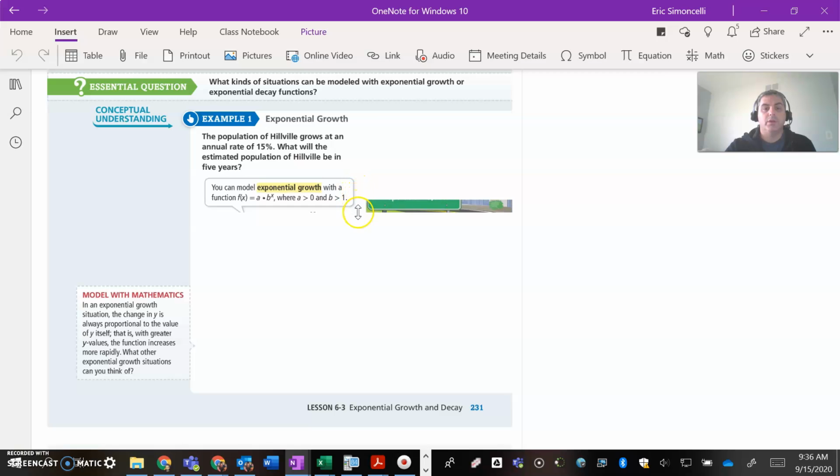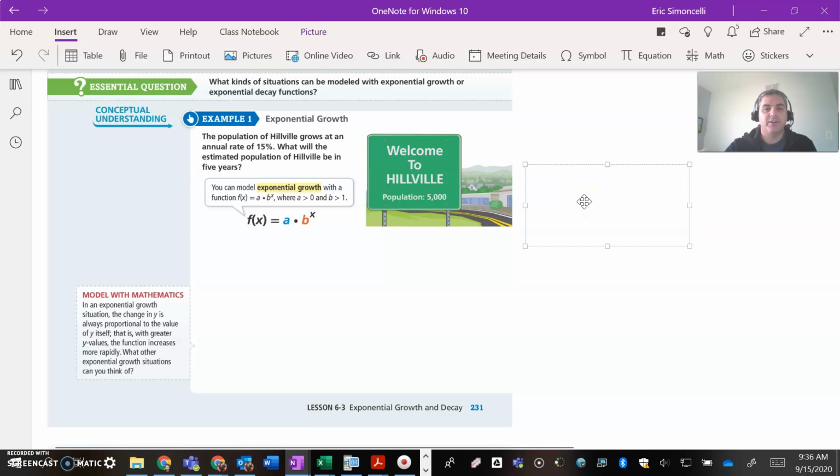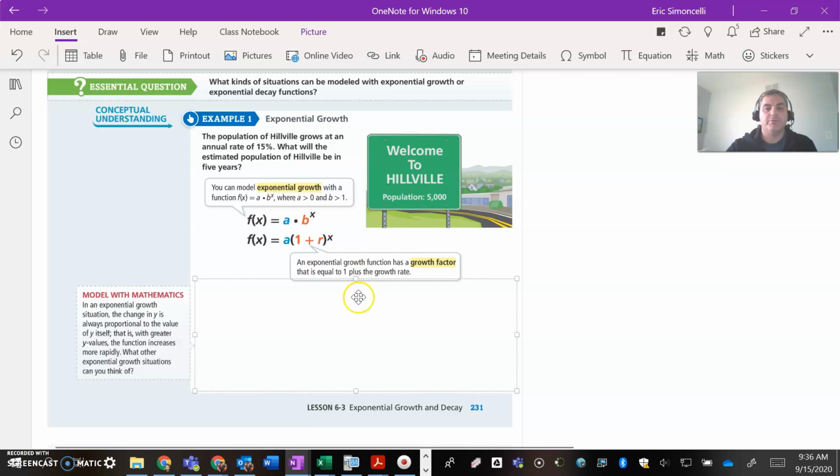As you know, you can model exponential growth with a function. Here's our Hillville sign, population 5,000. You can model exponential growth with a function f of x equals a times b to the x, where a is greater than 0 and b is greater than 1. We can also attribute that b, or base, using the quantity 1 plus r. An exponential growth function has a growth factor that is equal to 1 plus the growth rate.